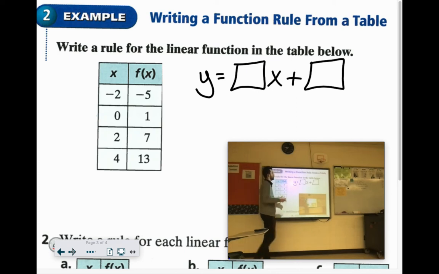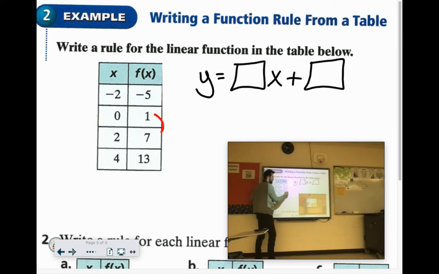So the first blank we're going to fill out is our slope. And slope, remember, is your rise over run, or your change in y over change in x, because you're subtracting the y's and you're subtracting the x's. f of x is the same as y. So let's figure out how much these are changing by. And you can pick any set.